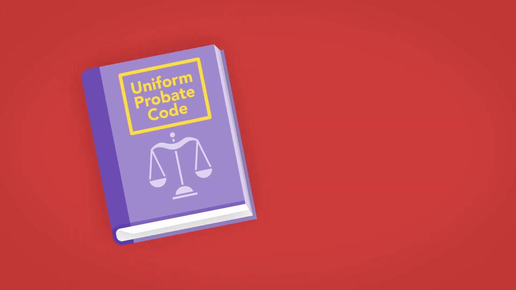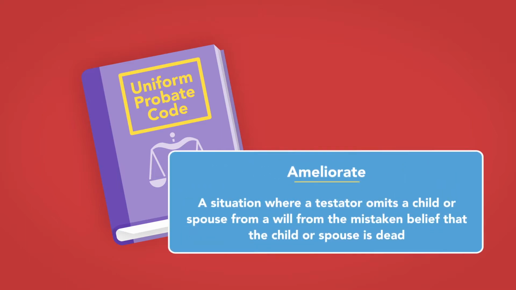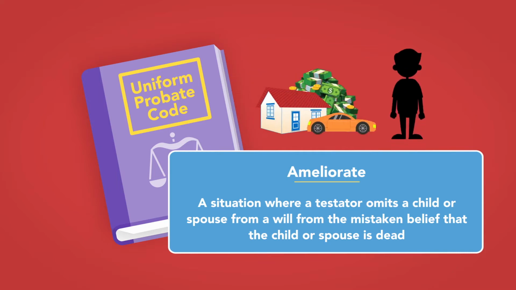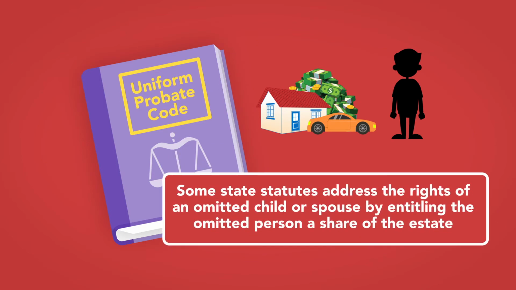The Uniform Probate Code attempts to ameliorate a situation where a testator omits a child or spouse from a will from the mistaken belief that the child or spouse is dead. In such situations, the omitted person will be entitled to a share of the estate. Similarly, some state statutes address the rights of an omitted child or spouse by entitling the omitted person a share of the estate.